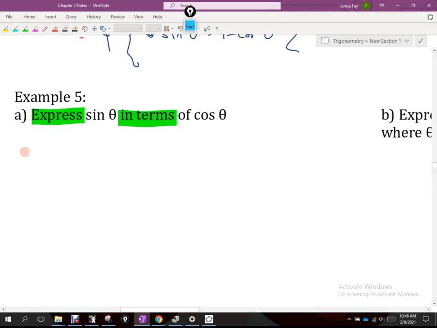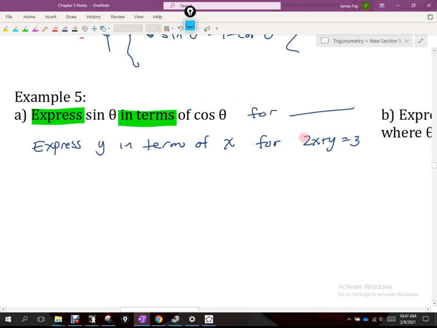It's much like this. If I said express y in terms of x for 2x plus y equals 3. Okay? Now, this problem here that we're doing with the trig, we don't have that part yet. Okay? But if I give you an equation, 2x plus y equals 3, and I say express y in terms of x, what does that mean?